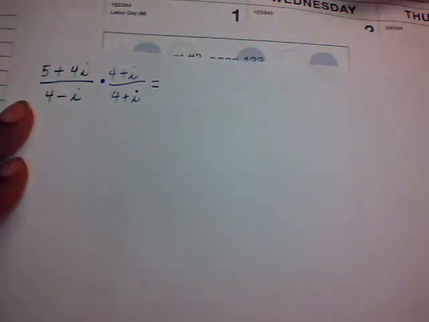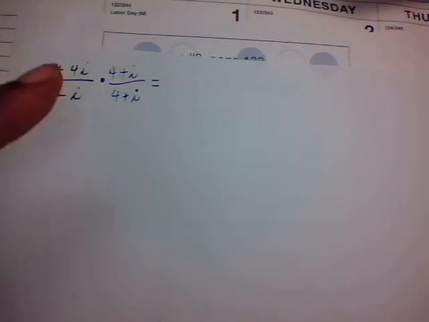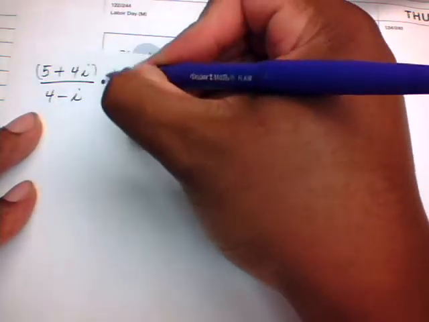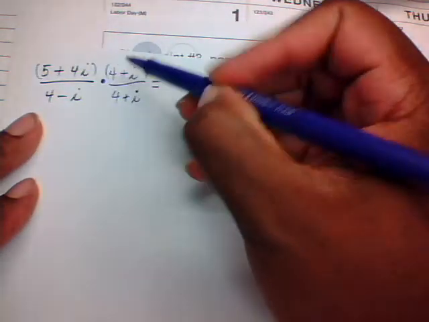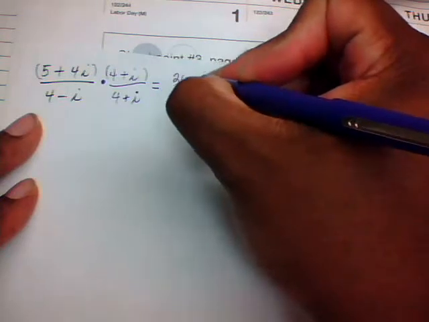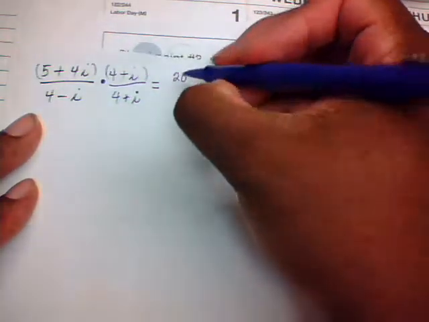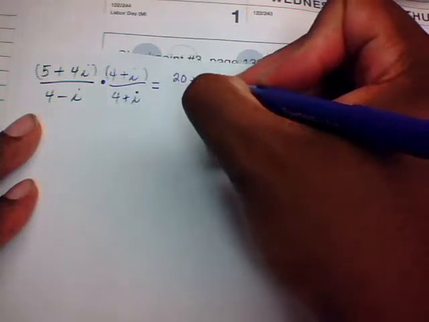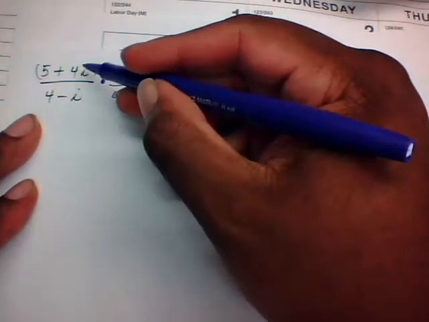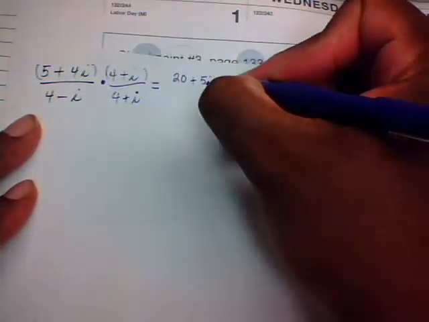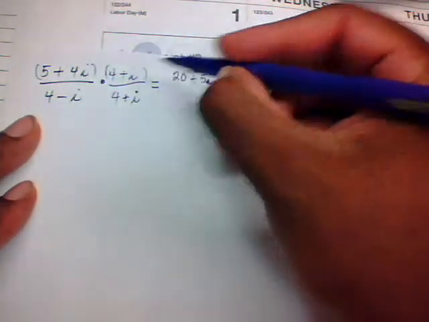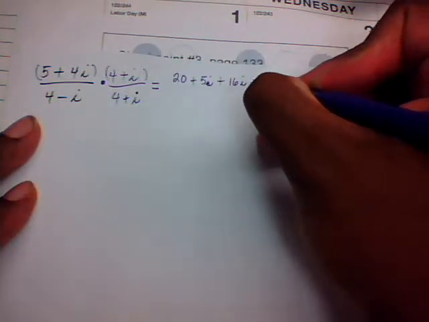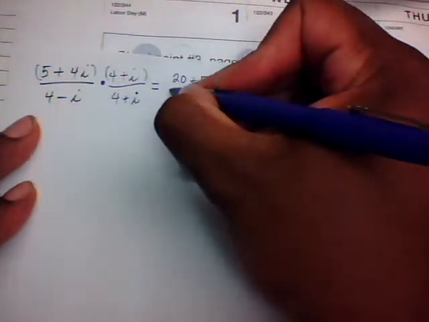And we're going to go ahead and simplify. We'll just multiply numerator times numerator, denominator times denominator. So for the numerator, we're going to have to use the FOIL method. In this case, 5 times 4, that's 20. The outer is 5 times I, which is plus 5I. The inner is 4I times 4, that's going to be plus 16I. And the last is 4I times I, that's going to be a plus 4I squared.